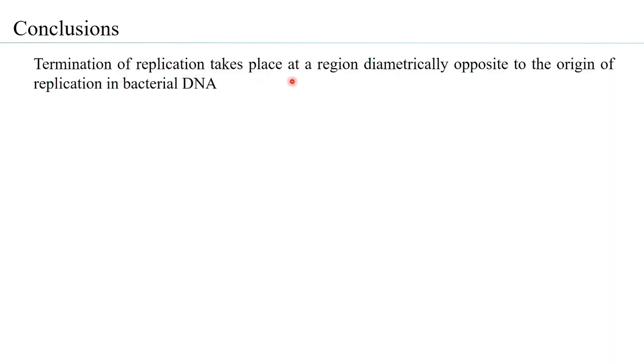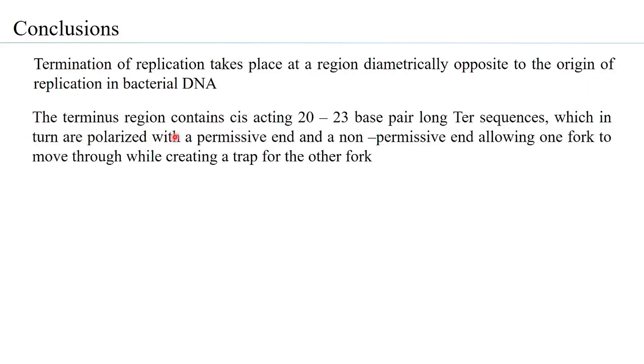So let us conclude. The termination of replication takes place at a region diametrically opposite to the origin of replication in bacterial DNA, that has been substantiated with proof. The terminus region contains cis-acting 20 to 23 base pair long TER sequences. We know there are 10 TER sequences in E. coli, which in turn are polarized. So 5 are in one orientation and 5 TER regions are in another orientation, with the TER region itself having a permissive end and a non-permissive end.